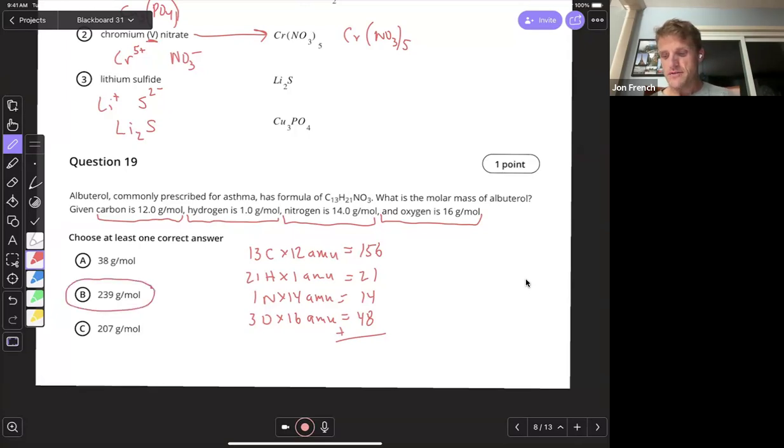I should have used grams per mole instead of AMU. I should have looked to see I was giving you grams per mole here. So for question 19, take those molar masses and then multiply by how many of each of those elements we have in the formula, add them together to get the molar mass of this compound. Molar mass, molecular mass, we're kind of using interchangeably. So for this purpose, we can use those in the same way.